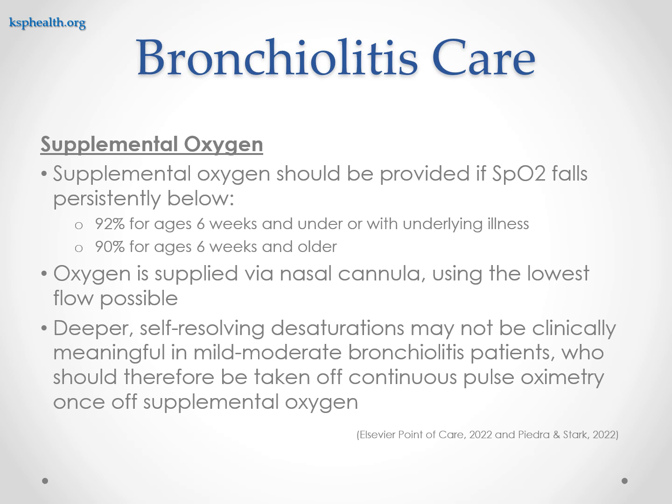Let's move on to the bronchiolitis care, supplemental oxygen. Supplemental oxygen should be provided if saturation falls persistently below 92 in ages 6 weeks and under, and 90 for ages 6 weeks and older. Oxygen is supplied via nasal cannula using the lowest flow possible. Deeper, self-resolving desaturations may not be clinically meaningful in mild to moderate bronchiolitis patients, who should therefore be taken off continuous pulse oximetry once off supplemental oxygen.